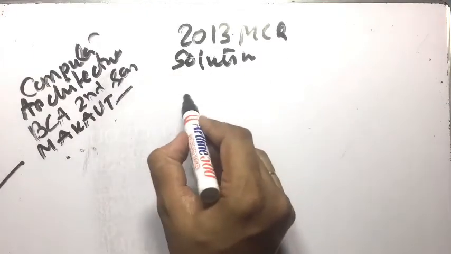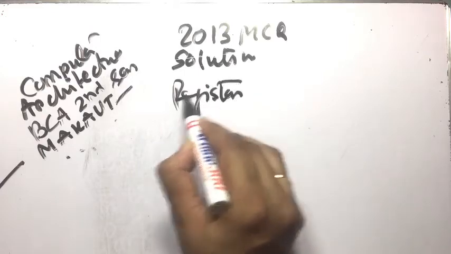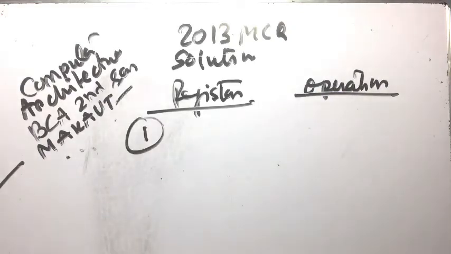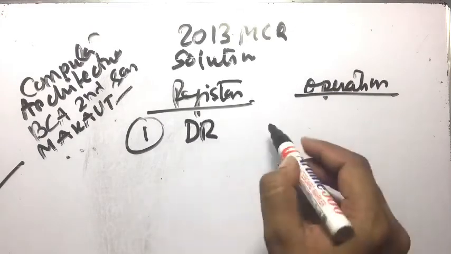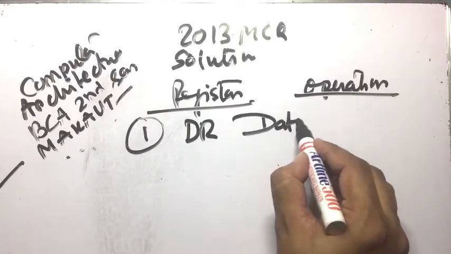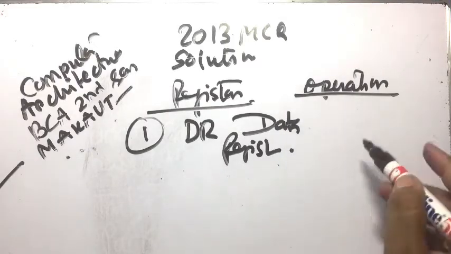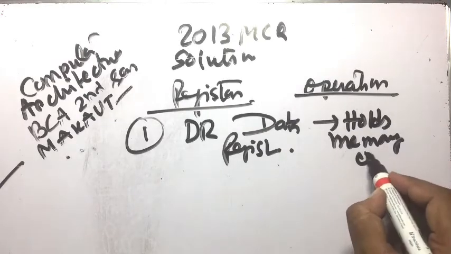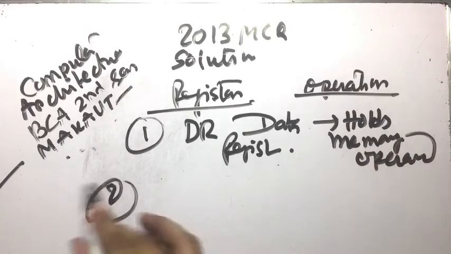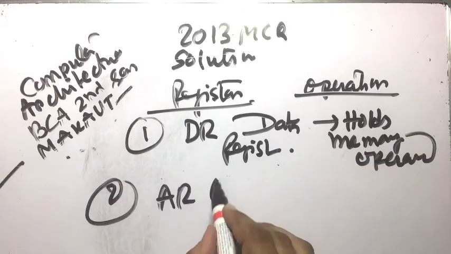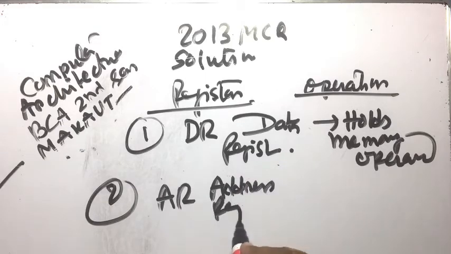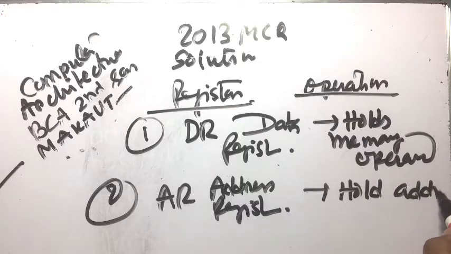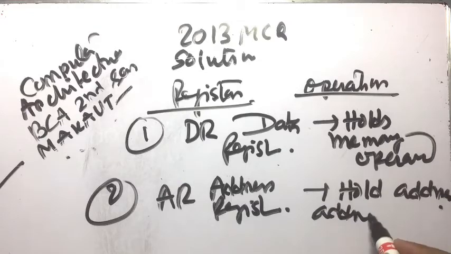Now the 8 types of registers. Number 1 is DR, that is data register. It is used to hold the memory operand. Number 2, AR, that is address register. It holds the address for memory.